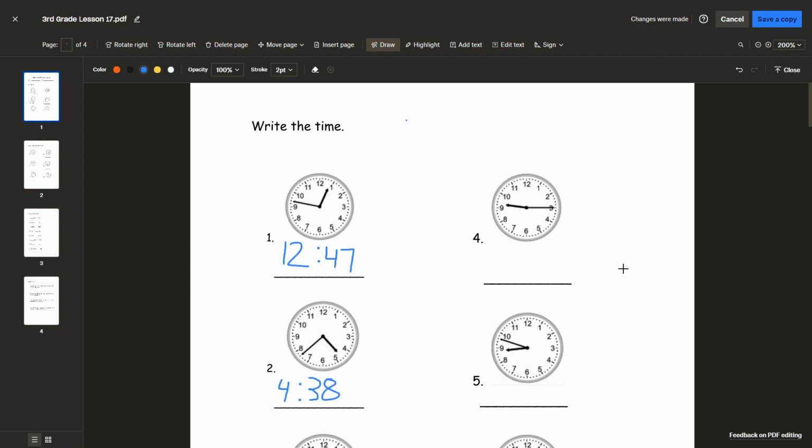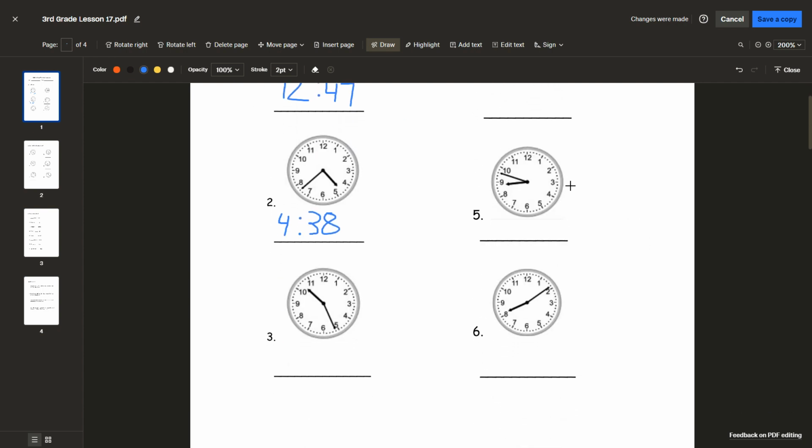Let's do number 5 here. So we look at our hour hand. It's between 8 and 9. Not yet at 9, so we can write 8. Right? And then next we look at our minute hand. So we can count from here. We always know that 6 is 30 because it's half in the middle. So 35, 40, 45. And we count from 45, 46, 47, 48. Right? Because the arrow is pointing at that dot. So now that time is 8:48.